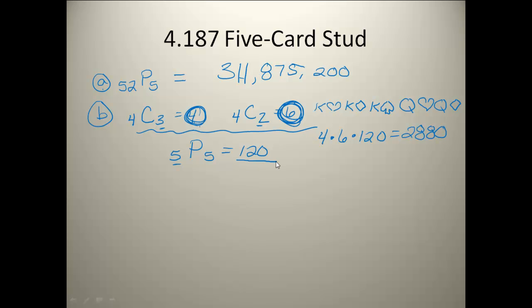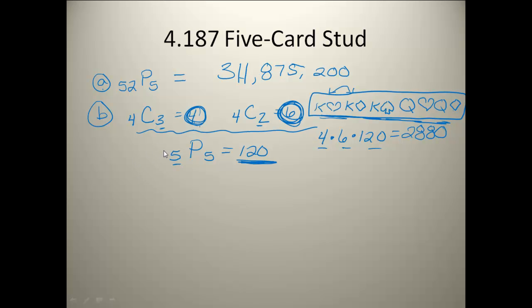This 120 is saying how can I put these specific 5 cards right here in order? Well, I could have my King of Hearts, my King of Diamonds, King of Spades, Queen of Hearts, Queen of Diamonds. Or I could maybe have the King of Diamonds first and the King of Hearts second. So I have 120 different ways that I could take these 5 cards and rearrange them. So that's where all of these numbers come into play.